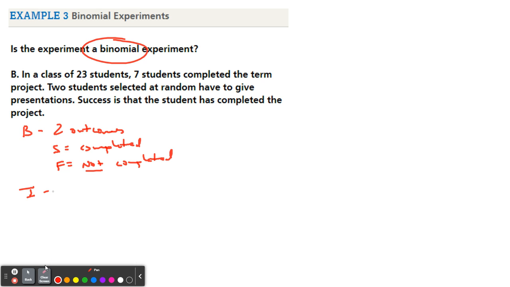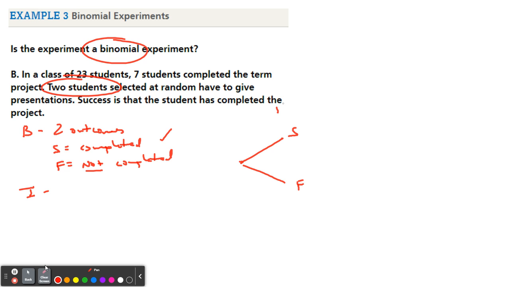Next is the independent. So it is binary. Next is the independent. And let's take a look at that using a tree diagram. Okay, so we're selecting 2 students. So here's my starting spot. Right, here's my 2 students. So either they completed the project, or they failed.